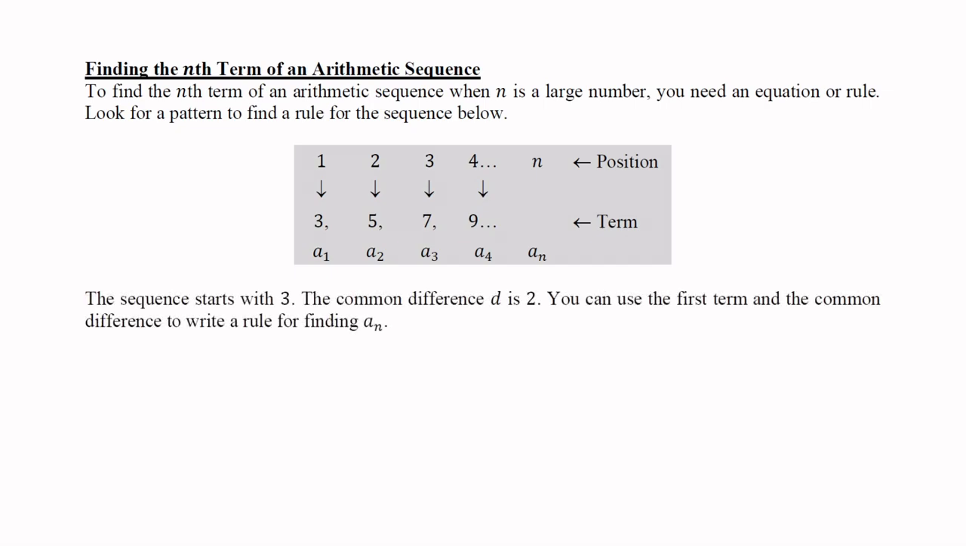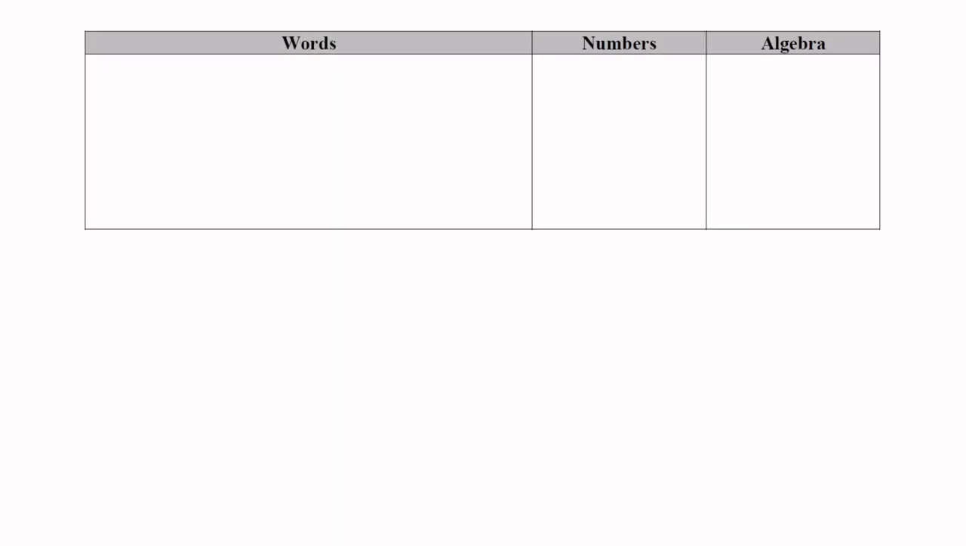Well, we can find a rule to find some other term because you don't want to keep adding 2 every time if you want to say find a sub 500. What's the 500th term here? We don't want to keep adding 2 and do that 500 times just to find what the 500th term is, but we can create a rule to do this.